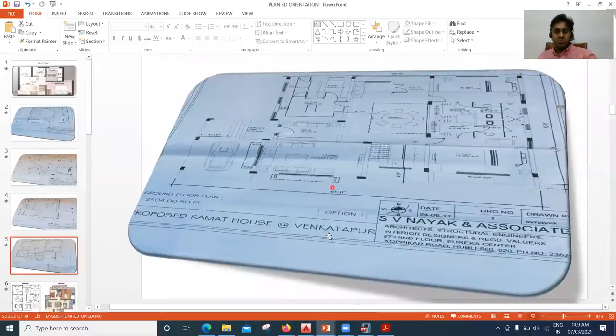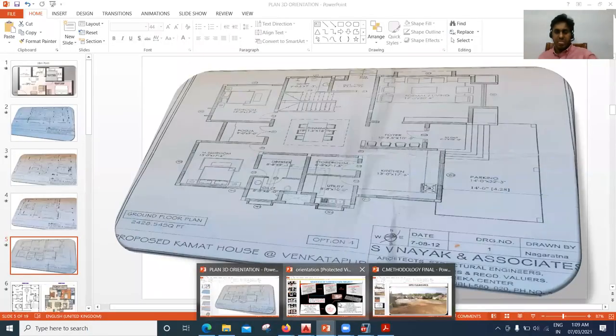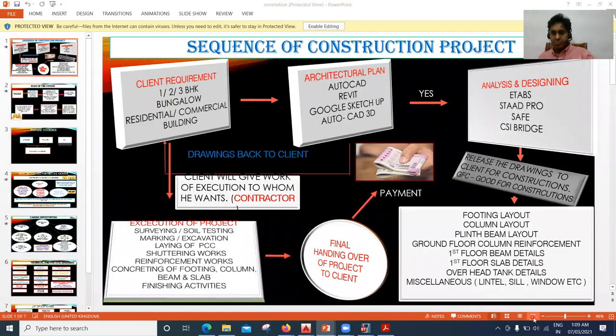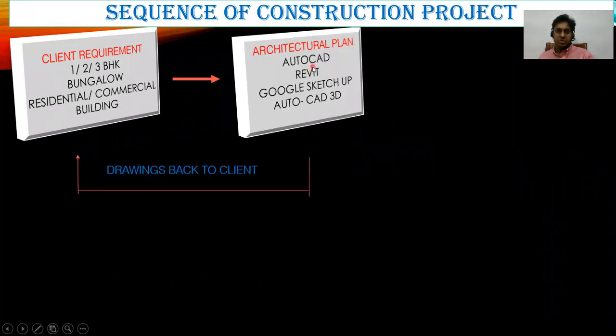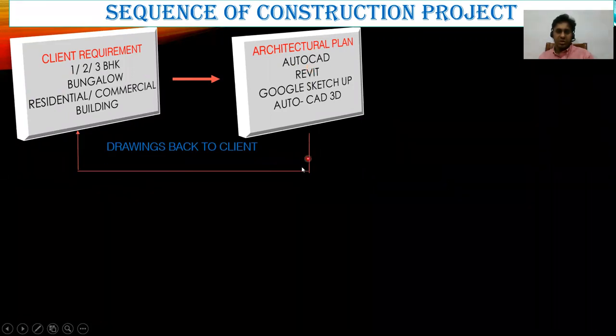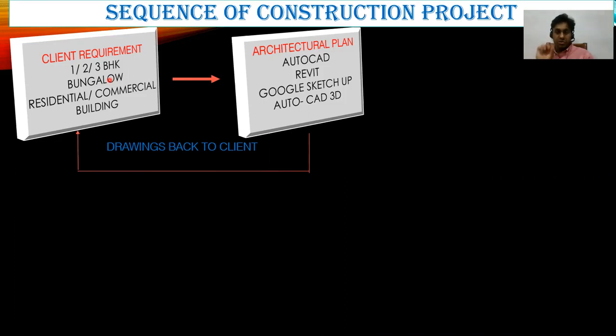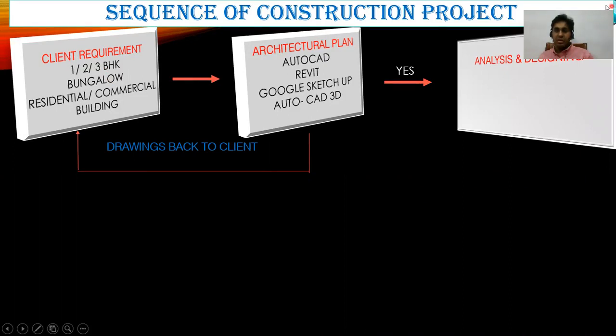Then I'll go back to the PPT again. Once I prepare the architectural plans, like option 1, option 2, option 3, I'm going to send the drawings back to the client. Once you are a client to me, you have liked one of the plans. Let us say option 4 is the plan you like, and you say this is the final plan. After that, I'm going to do the analysis and the design.